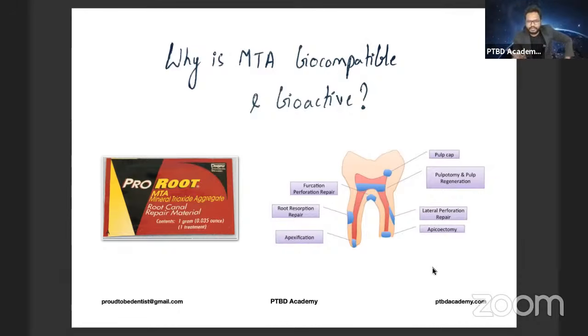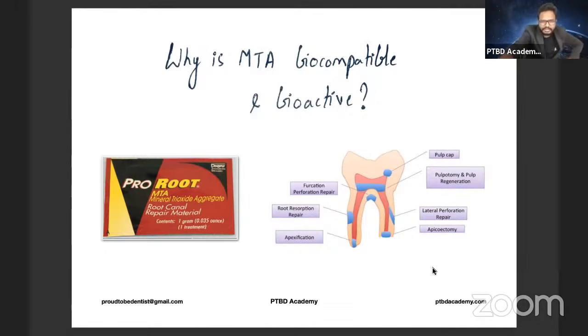And you can see on the right part of the illustration, there is a wide range of clinical applications, which is very, very interesting. And this is possible because of numerous advantages we have with this material, that is mineral trioxide aggregate. As you can see, it can be used for pulp capping, pulpotomy, pulp regeneration, perforation repairs, apicoectomies or root end surgeries, apexifications, root resorption repairs, furcation perforation repairs. So there are so many indications that have been listed out for using MTA, right? So why is it biocompatible? Why is it very popular?